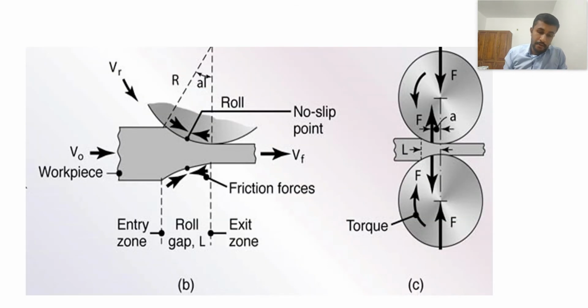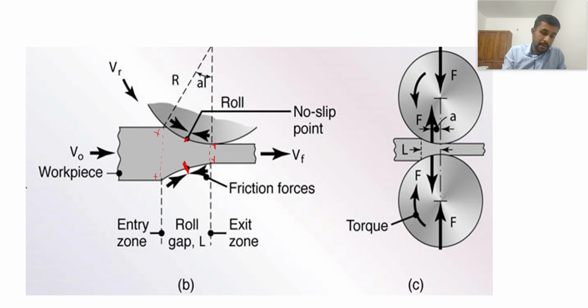This I already explained. Here is another figure showing the neutral point. We can see this is the neutral point. To the left of this neutral point is the rolling gap. The area in between the sections x-x and y-y is the roll gap.